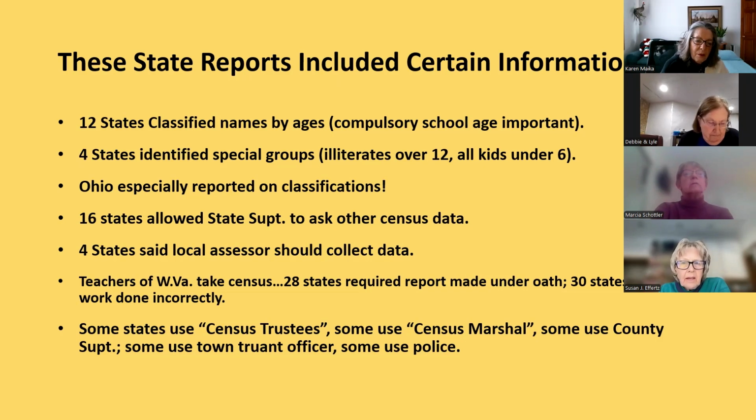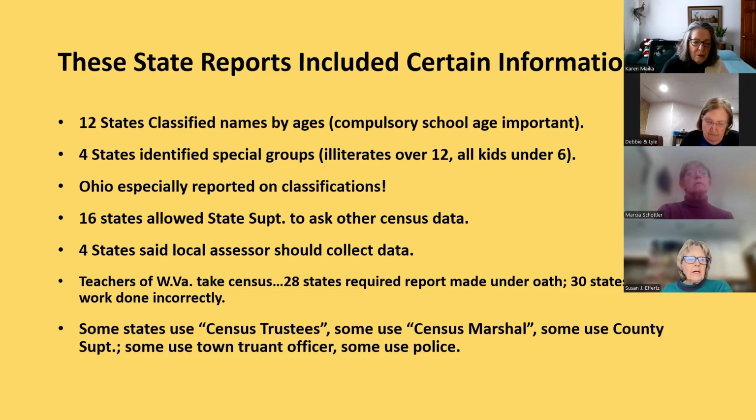Notice there were special groups, illiterates over 12. I could not find the definition that they had for illiterate. 16 states allowed the state superintendent to ask other census data. Montana didn't do that, but it had the right by legislature.